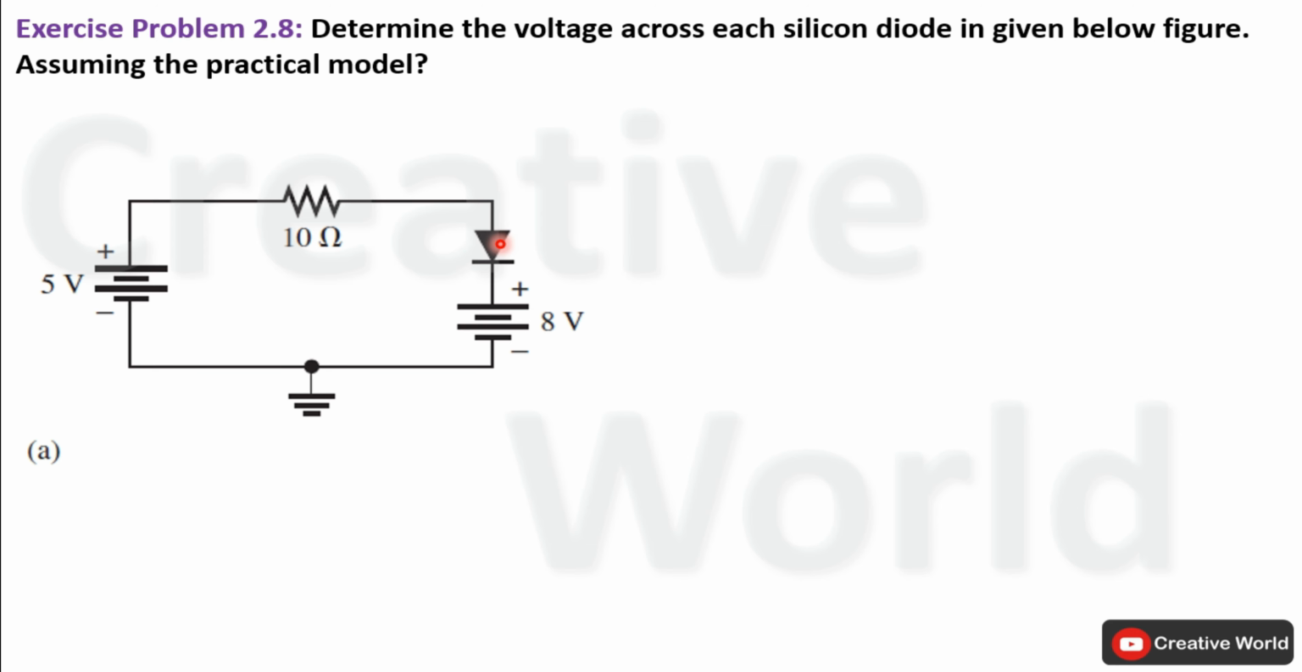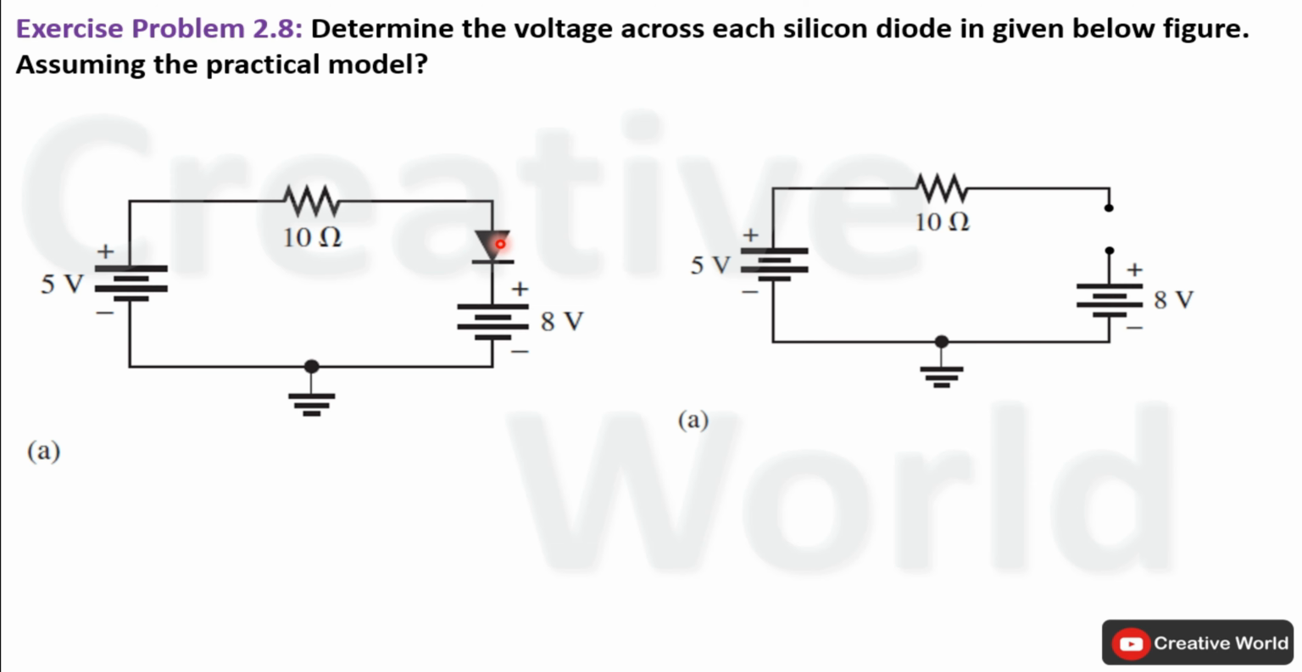As we discussed in the previous problem, this diode is in reverse biased mode, and we know that in reverse biased mode, the diode acts as an open circuit. So for our better understanding, we can exclude this diode from this network. The circuit will become an open circuited network.